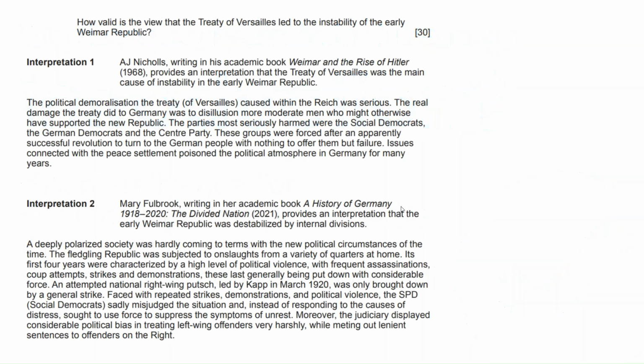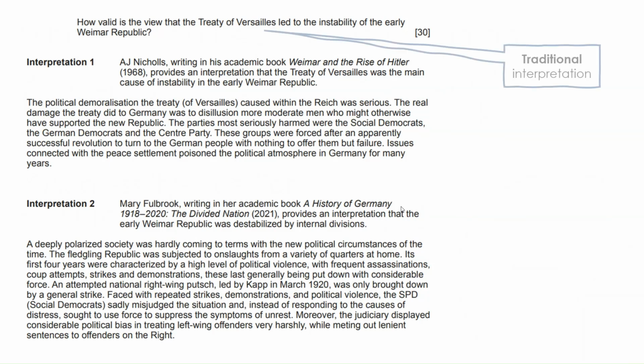We're not going to run through this in any detail. There are other videos that run through the extracts in loads of detail. For the sake of going through an introduction together, the first thing to note is that they will give you an interpretation. This is the question we're working with: how valid is the view that the Treaty of Versailles led to the instability of the early Weimar Republic? If you've done your revision, you should be able to identify that's a traditional interpretation. Traditional interpretations look at big external factors or the role of significant individuals. So we can identify that quite quickly.